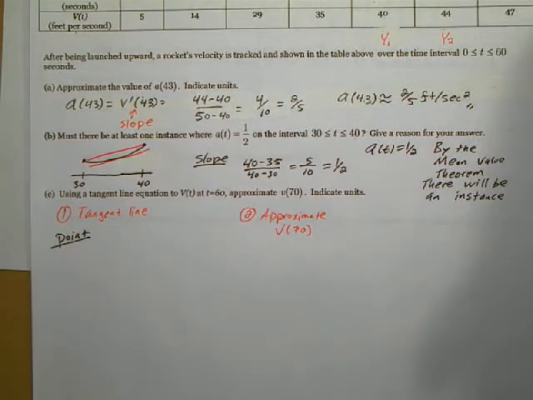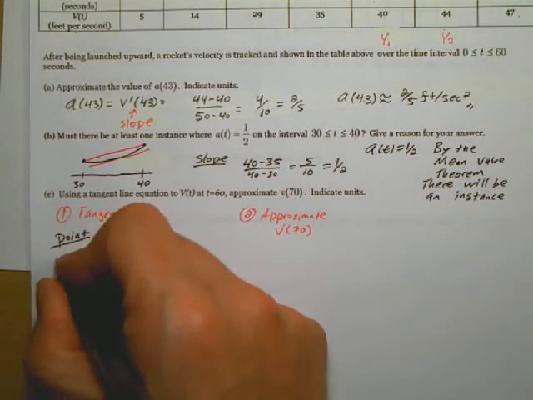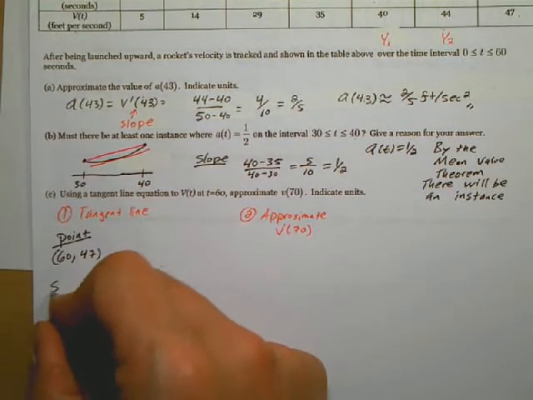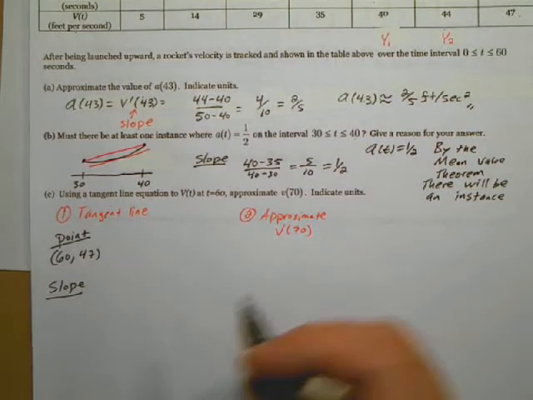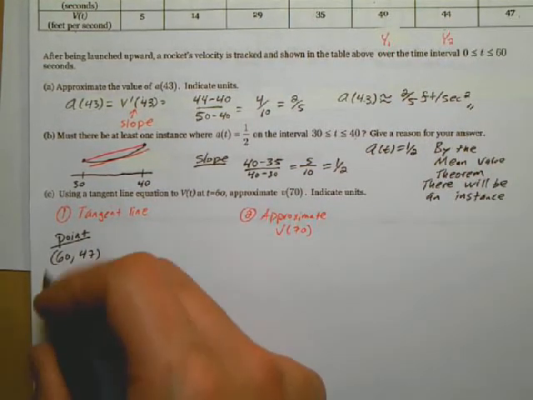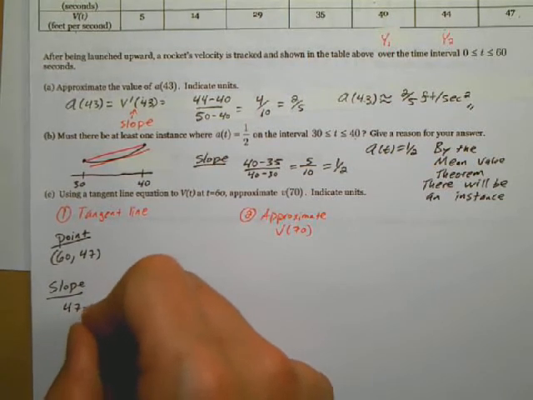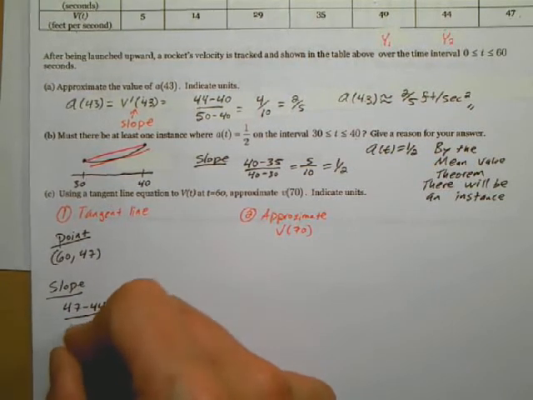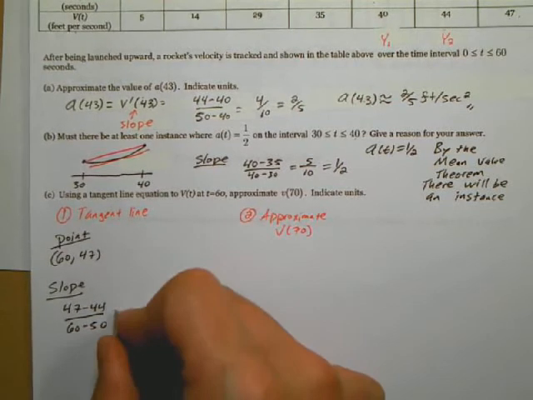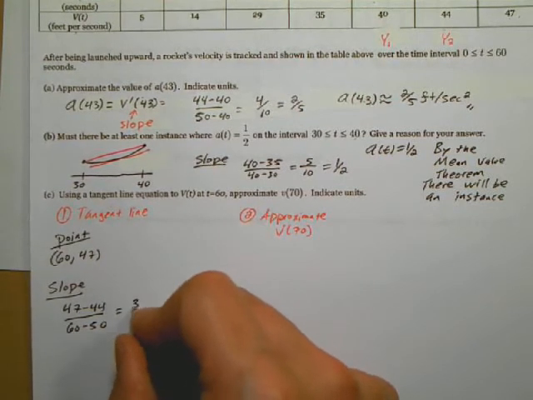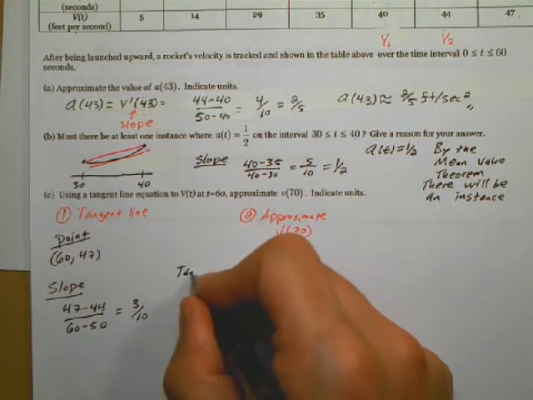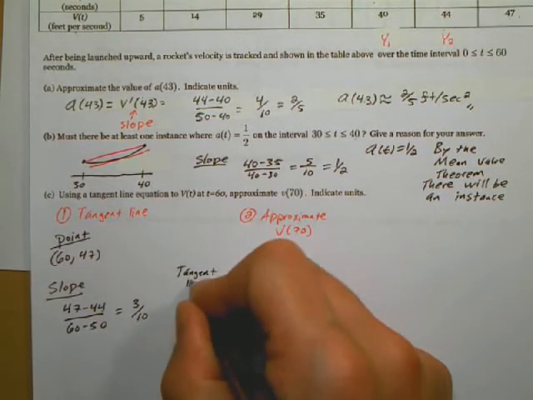So the first thing I need to do is create the point. So I know the velocity at 60 is 47. So 60 comma 47. Next thing I need to do is find my slope. The way I can approximate my slope is by using y2 minus y1. So my slope is going to be 47 minus 44 all over 60 minus 50. So this reduces out to be 3 over 10.